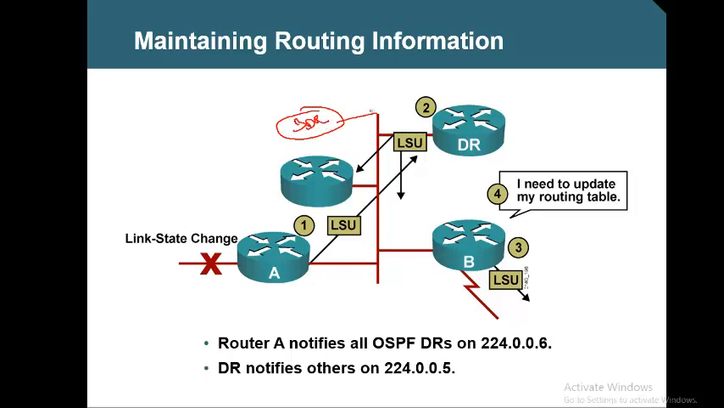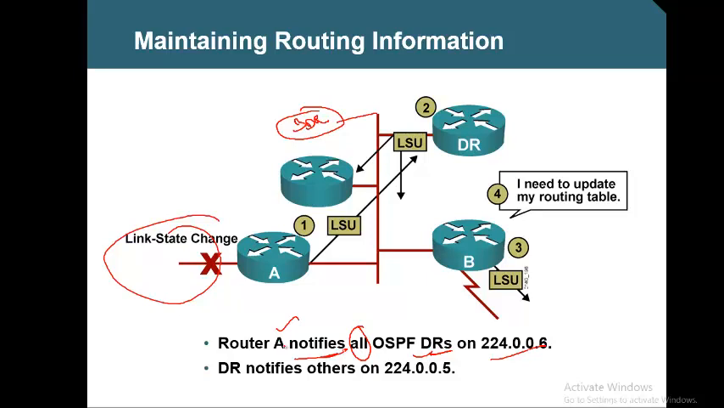BDR and DR together, we call them DRs. Now, whenever a change happens, what the router used to do is send the update to DRs only. It will notify the change to the DRs. So don't get misguided by the word "all"; it doesn't mean we have too many DRs. Only one DR for one LAN segment.